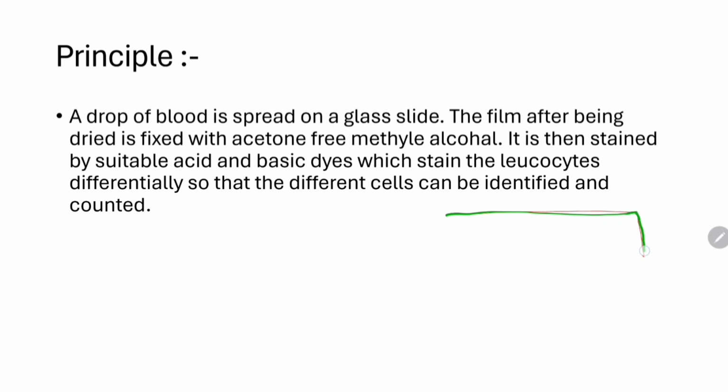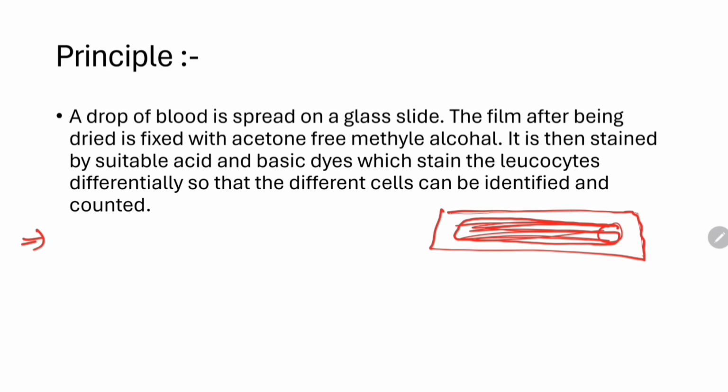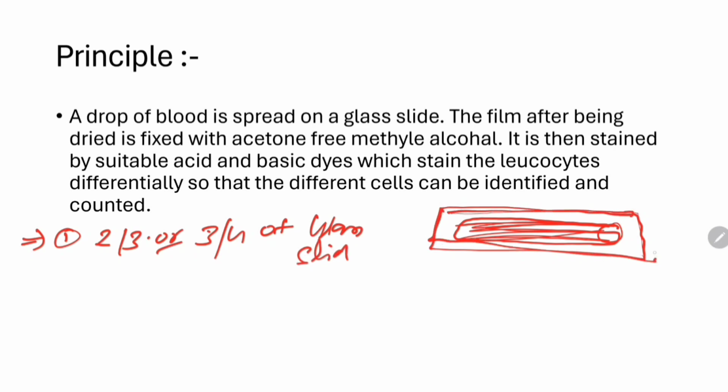What is the ideal blood film? For the ideal blood film, few points you must remember. One is it should cover two-thirds or three-quarters of the glass slide. This is the glass slide, and the blood film should cover two-thirds or three-quarters of it. The shape of this blood film should be tongue shape.